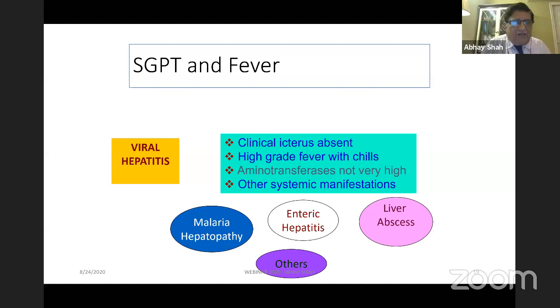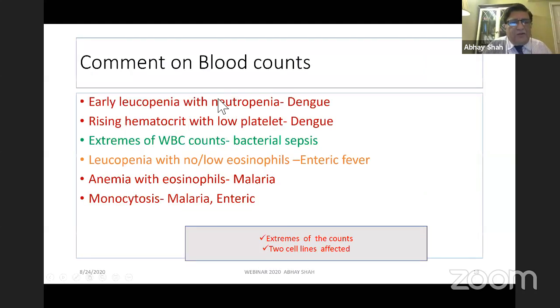And as far as the blood count is concerned, early leukopenia and neutropenia are common with dengue. Rising hematocrit and low platelets are common with dengue. Extremes of the count I already told, bacterial sepsis. Leukopenia with no or low eosinophils, and thrombocytopenia occurring after 5 days of illness is very classical of enteric fever. Anemia with eosinophilia is malaria, and monocytosis is common with malaria and enteric.